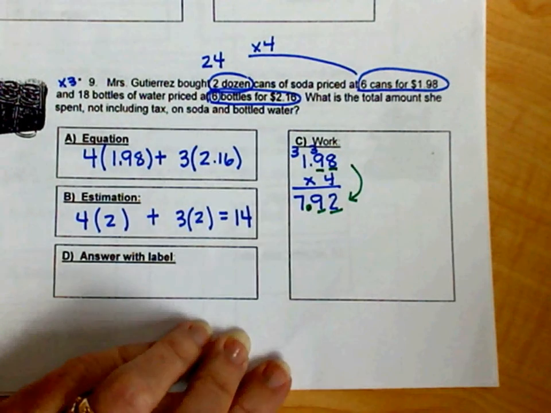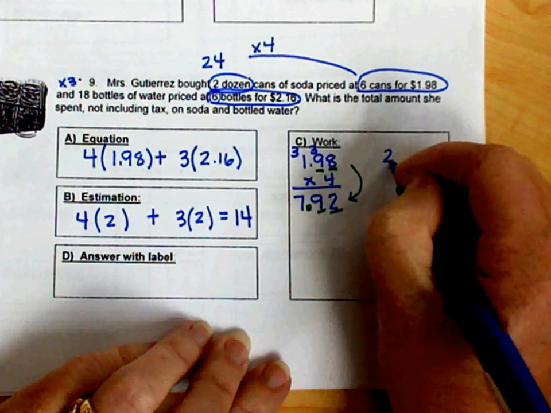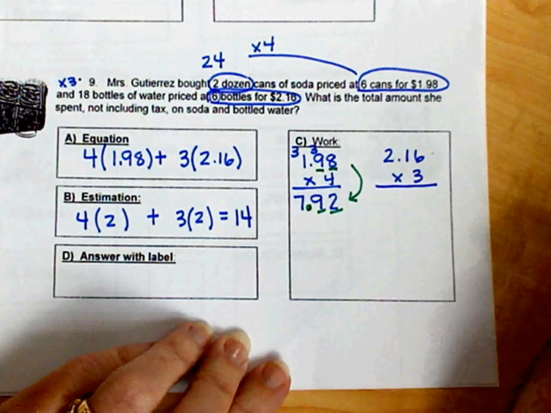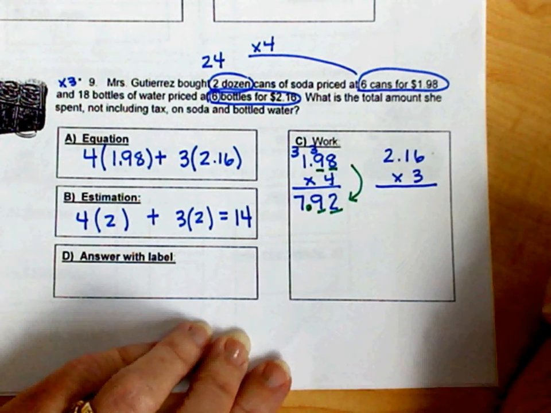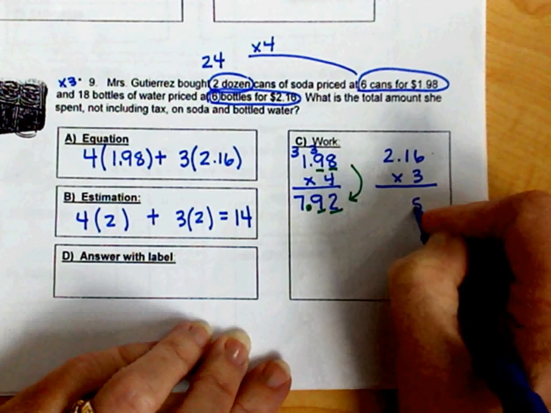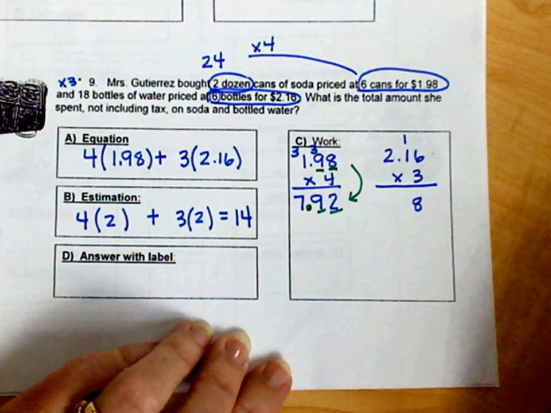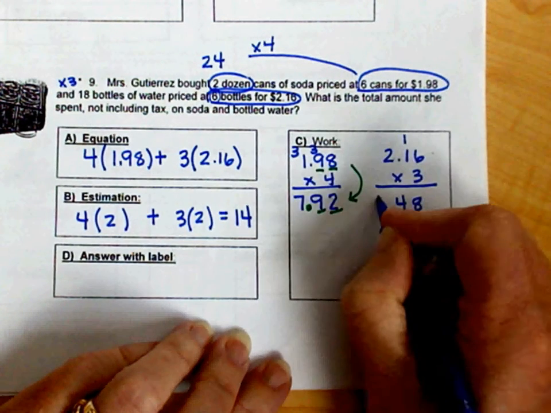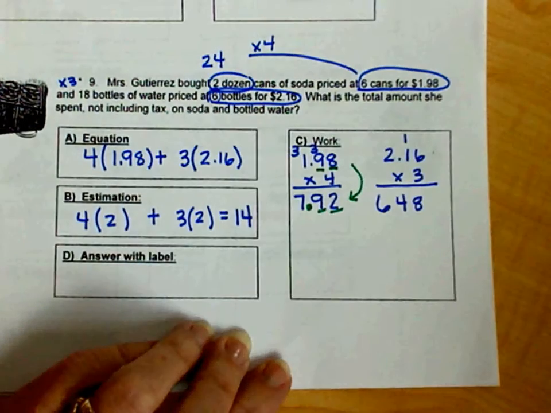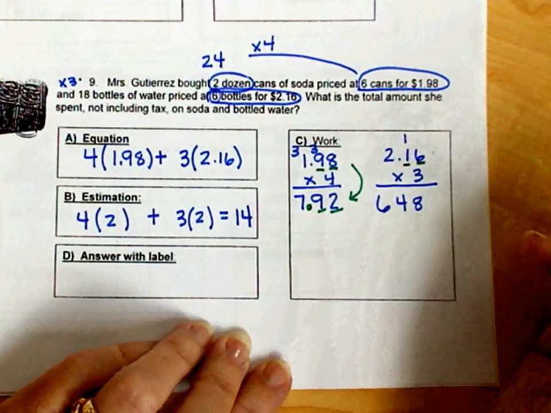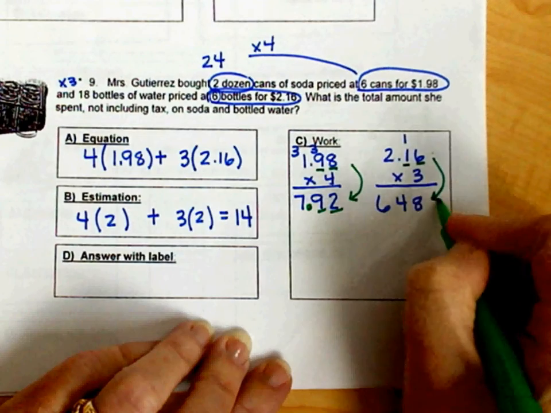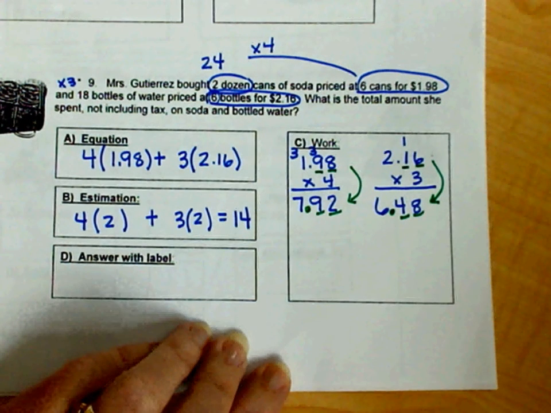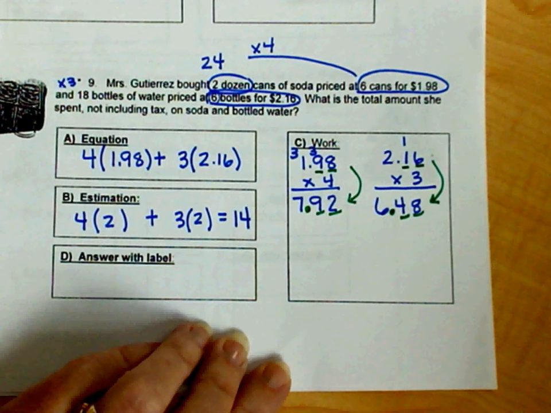Now I'm going to go back and do the bottles of water. $2.16 times 3. Again, we're just going to multiply and not worry about the decimal. 3 times 6 is 18, carry the 1. 3 times 1 is 3 plus 1 more is 4, and 3 times 2 is 6. Now I'm going to look at my value sitting behind the decimal, and I have 2 behind, so I come 2 from behind and put in my decimal. So I'm looking at $6.48 for the cost of the water bottles.